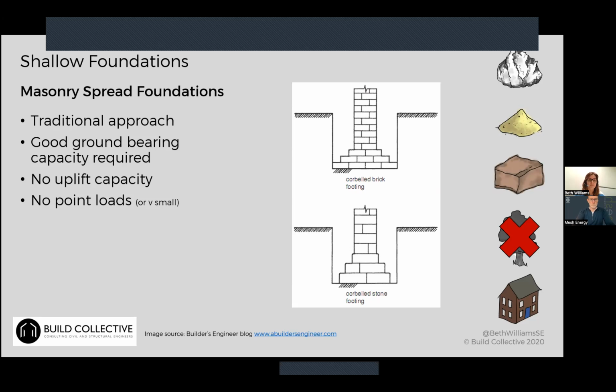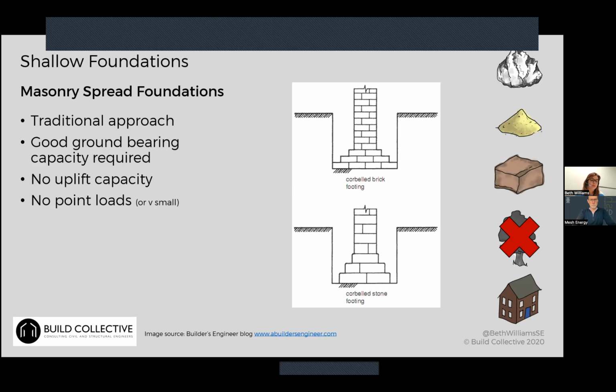So you might not be able to use that on a site that had significant trees, for example. But you'd be wanting to look for, if this was an option, that your ground, whatever type of ground it was, had good bearing capacity, because you're not going to be able to spread that load over a massive area. Whilst you can corbel like these pictures show, you're not going to be able to corbel to the extent that you might be able to do with, say, a concrete foundation width.